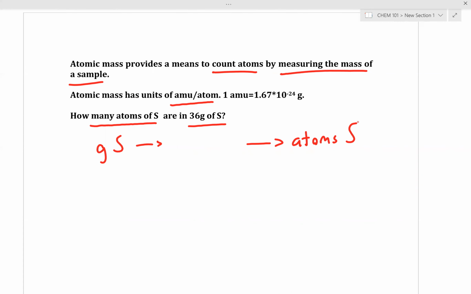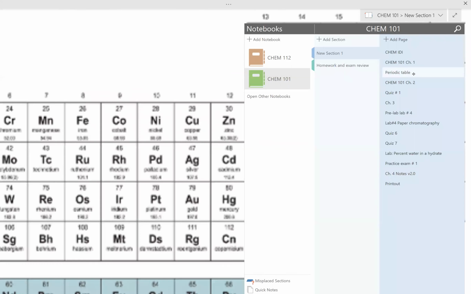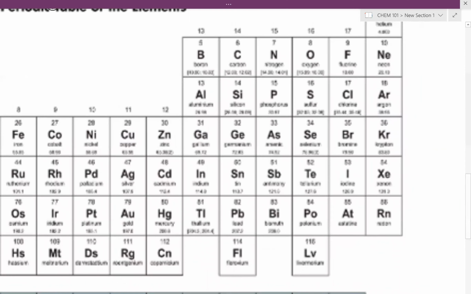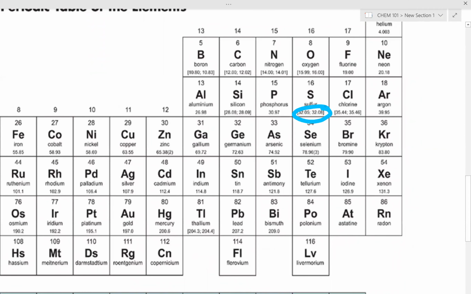Now, do we have a piece of information that relates the mass of sulfur to the atoms of sulfur? Do we have something that measures the mass of a single atom? What do we call that? Atomic mass, exactly. So let's go to our periodic table and let's go to sulfur. You're just going to have to give it a moment as it's snapping into resolution. So what is sulfur's atomic mass?